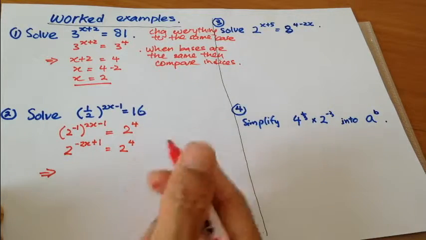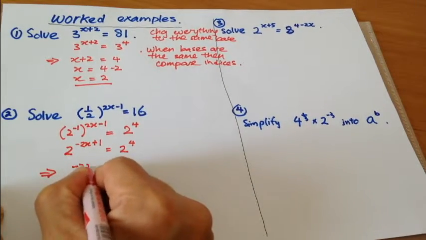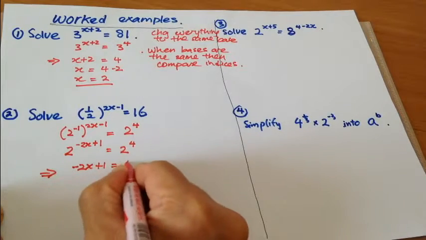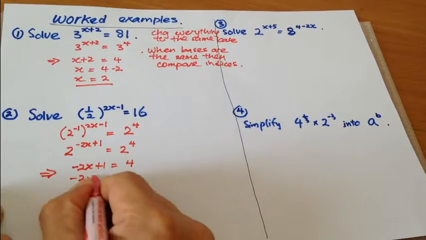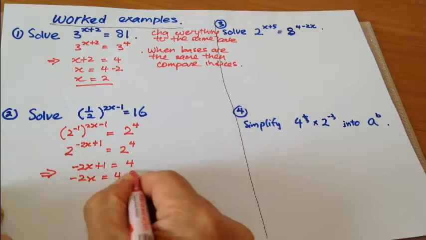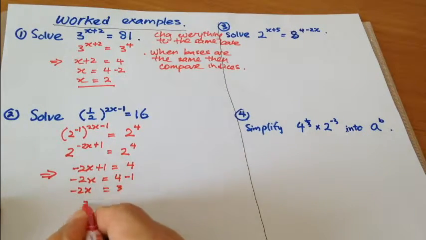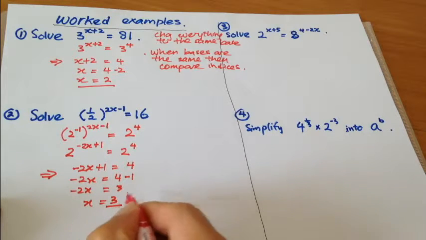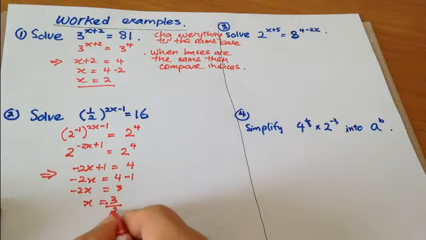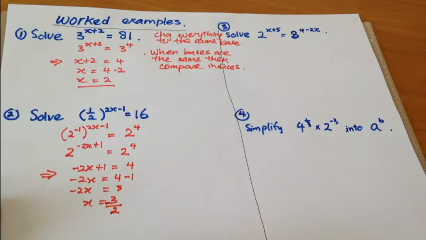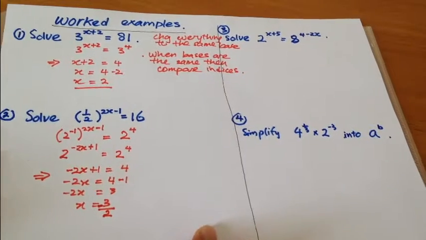So I have the arrow, therefore compare it. So negative 2x plus 1 is equal to 4, or negative 2x is equal to 4 minus 1, or equal to 3. Negative 2x equals 3, x is equal to 3 over negative 2. Alright, so x is equal to negative 3 over 2, for example. Do you get that? Excellent, very good.